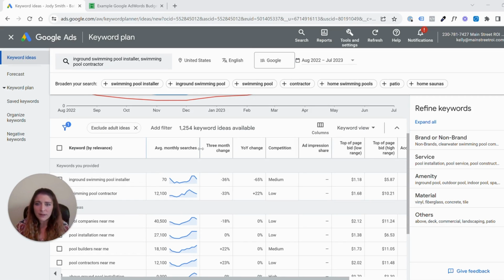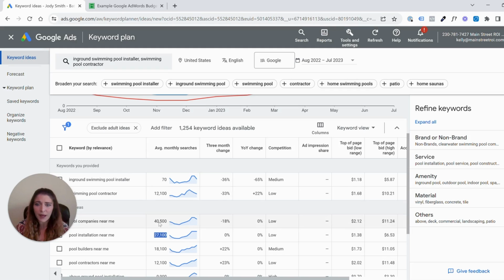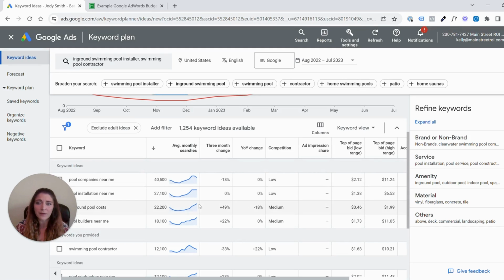So 12,000 average monthly searches across the US. Pool installation near me is another option, and you can actually tell that there are other keywords here that have a higher search volume than the ones that I thought of. So that's another reason to go into your keyword research planner tool.